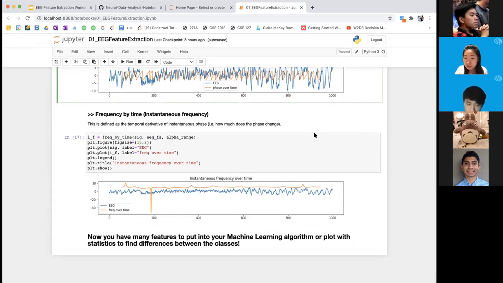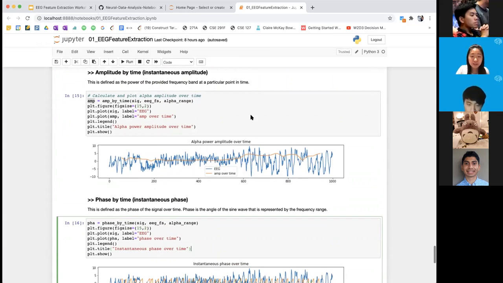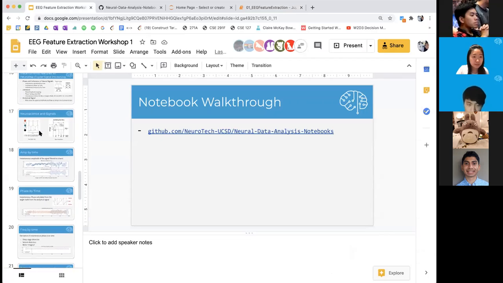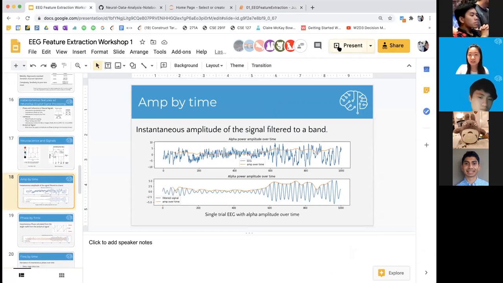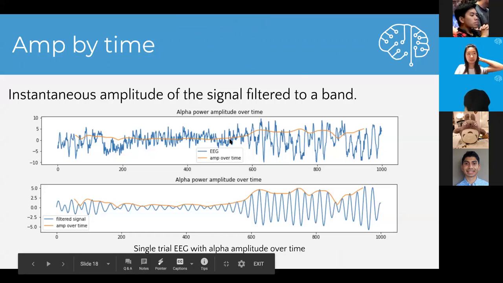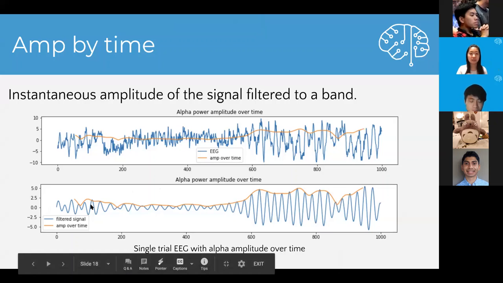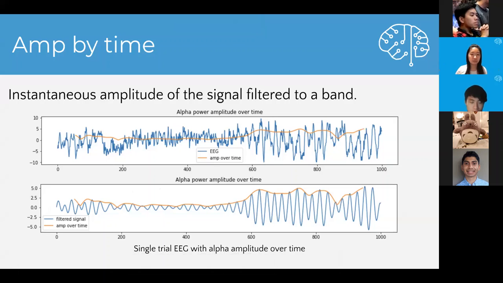What's the intuition that we get from amp by time? Yeah, so that's this one over here. As we saw before, I think this one might give you better intuition. It's kind of like when we saw the spectrogram last time, where we have how much power there is in every single frequency band over time. In this case, we want how much power there is in a specific frequency band over time.